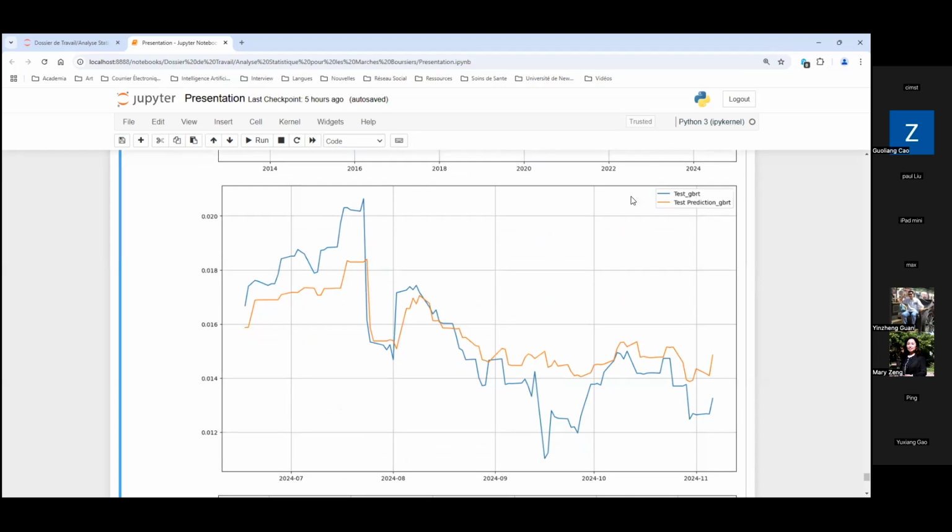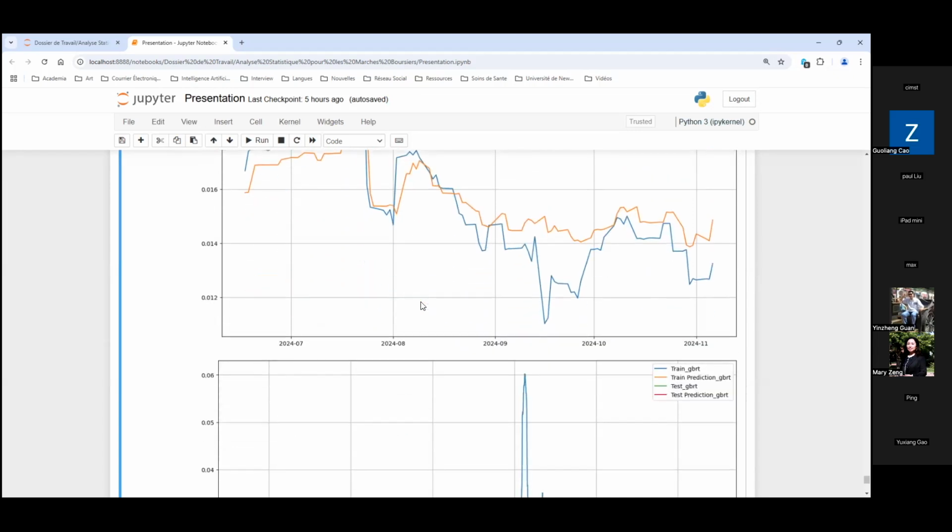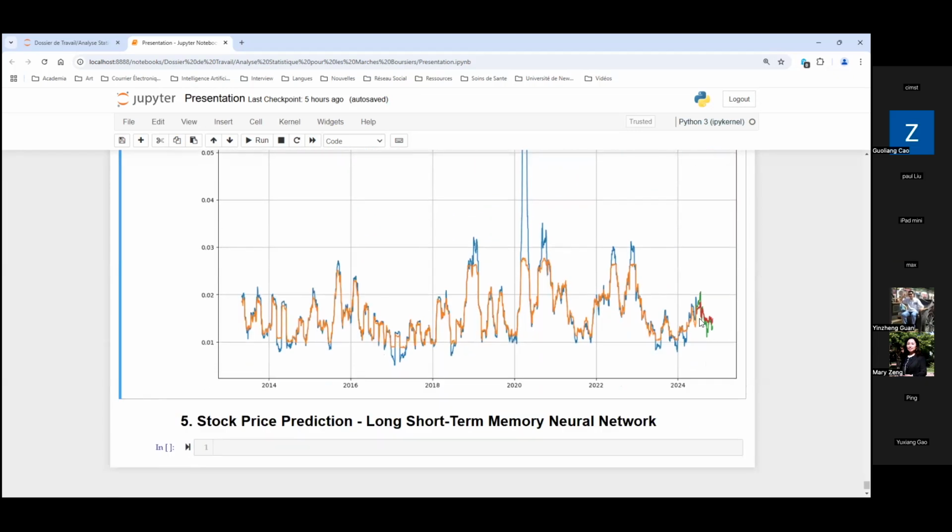So you can see the blue line is the target, the orange line is the result generated by the machine learning model, the regression tree. You can see in general, it is not bad. And this is the entire time series.